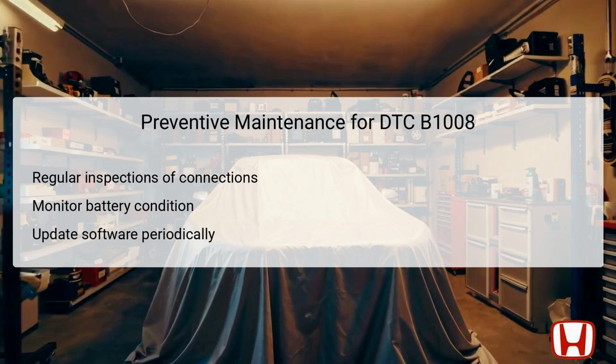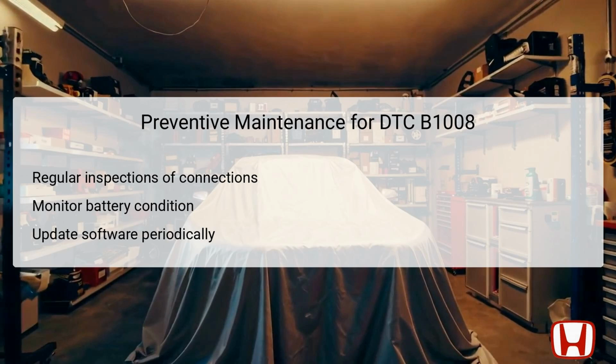To prevent issues similar to DTC B1008 from recurring, implementing routine preventive maintenance is crucial. One essential practice includes regular inspections of all electrical connections within the system. Ensuring that connections are tight and free from corrosion can help avoid communication failures.